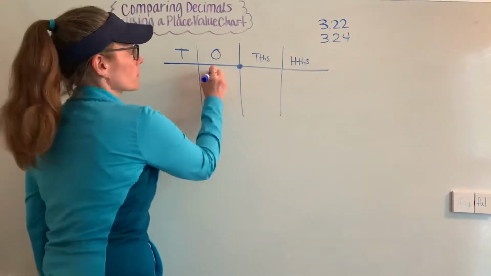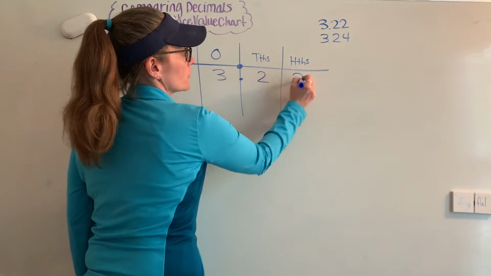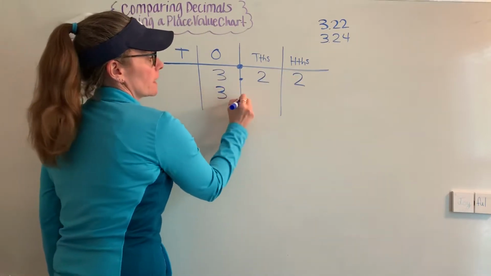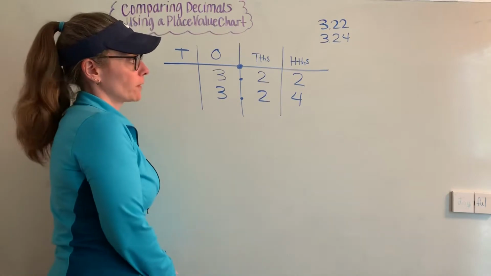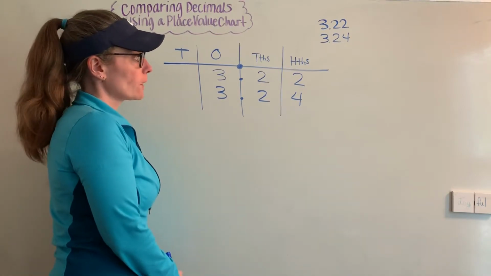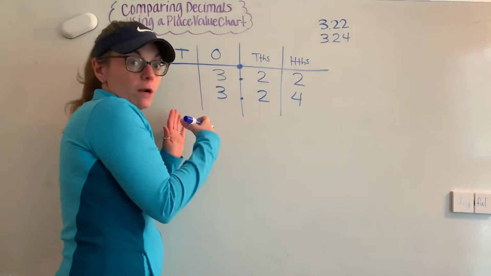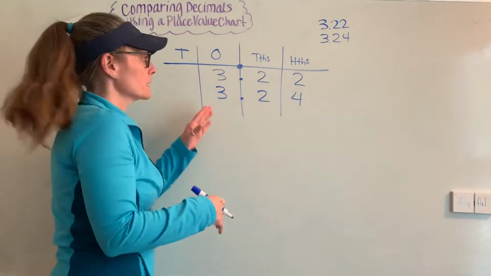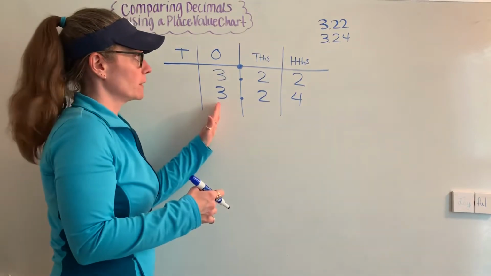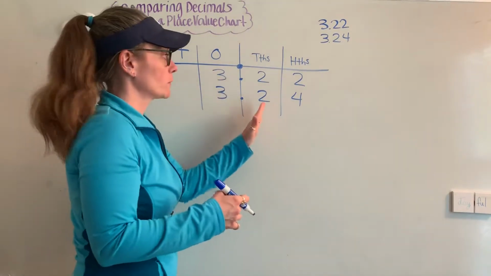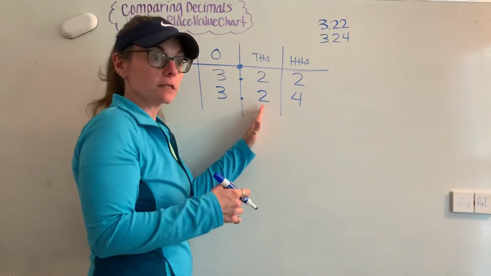So the first number, 3.22. Second number, 3.24. Okay, the decimal point drives where the digits are going to go. Okay, so basically I start and work from left to right, looking for a number that is larger. So 3 in the ones column, they're both the same. So I move to the right, which is the tenths column in this example.